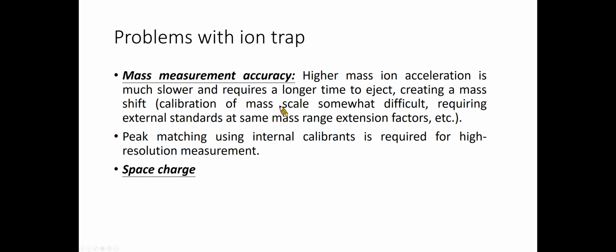Two main problems associated with the ion trap are the mass measurement accuracy and the space charge effect. In an ion trap, the ions with higher mass require longer time to eject, creating a mass shift. Thus, an internal calibrant is usually required for high-resolution measurement.